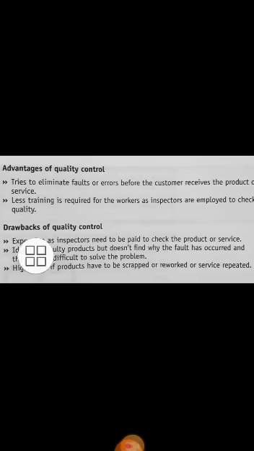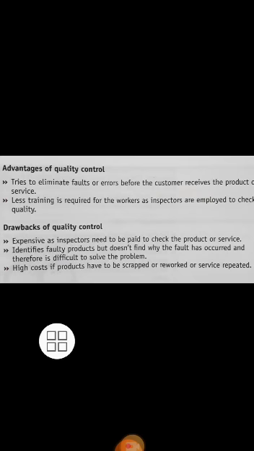so only the good or the better quality products reach the market. Another advantage is that less training is required for the workers as inspectors are employed to check quality. So the production workers are not involved in quality control and no training is given to them to maintain the quality. They just keep on producing the maximum goods, and at the end the inspectors check the goods and the quality, and they make that process an inspection process.